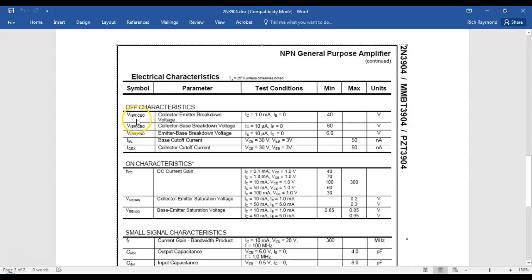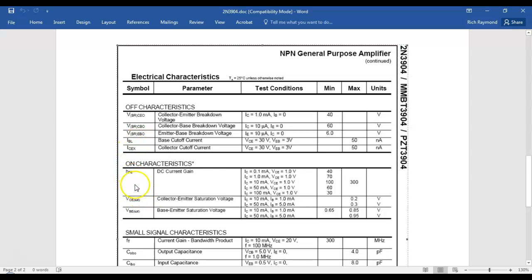So V sub CEO is voltage measured collector to emitter with the base open. This would be collector to base with the emitter open. This would be base to emitter with the collector open. So every one of these are turned off. So if one lead of the transistor is open, then the transistor itself is off, right?